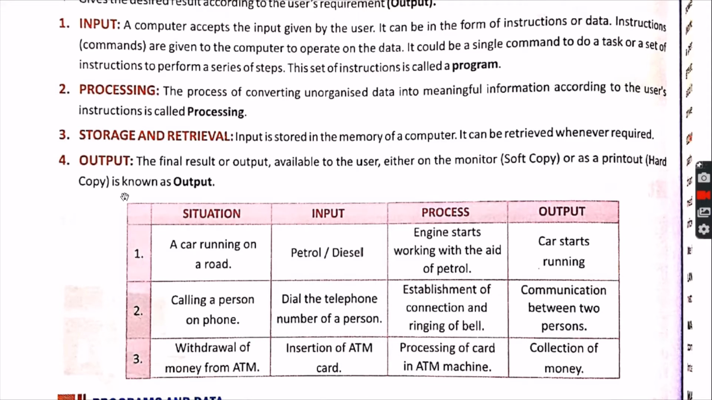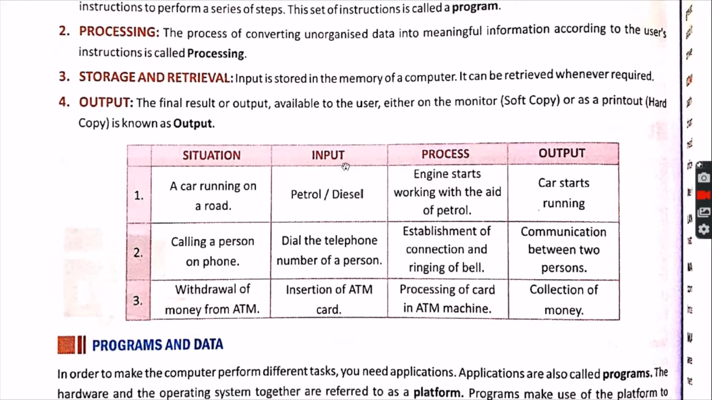The next one is output. Output, as I explained to you, is given on the output devices. Output devices are the monitor, the printer, the sound box. This may be considered output, that is, after doing some process, the result comes from these devices.